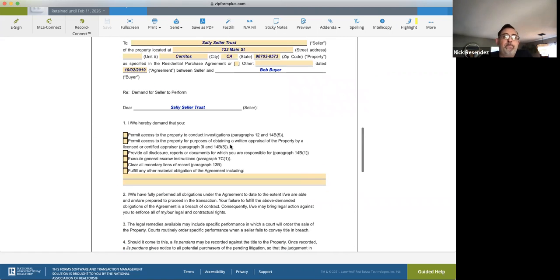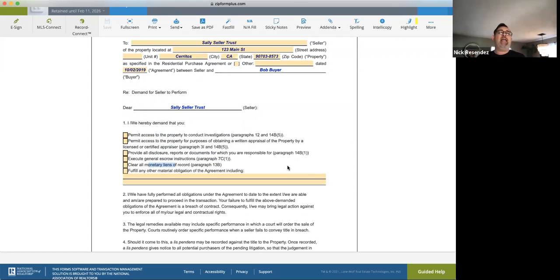Well, maybe they're not giving you access to the property to conduct investigations, right? Maybe they're not letting the appraiser into the property. Maybe they're not providing all the disclosures or reports that they're responsible for. Maybe they're not signing escrow instructions. Maybe they're not clearing the liens on a property or any other obligations. So these are all potentially contractual obligations a seller may have.